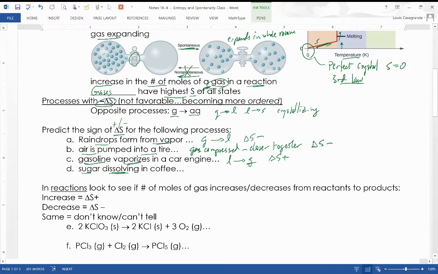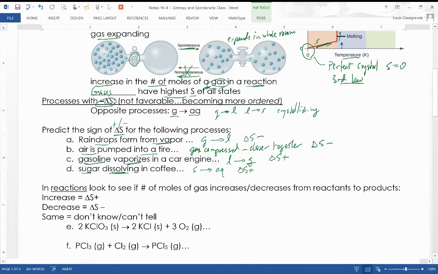And finally, sugar dissolving in coffee. So what do we think here? Sugar is a solid. When we dissolve it, we make it into an aqueous solution. Coffee is an aqueous solution. And so this has a positive delta S as well.